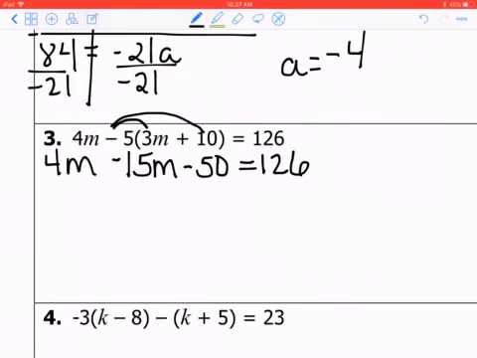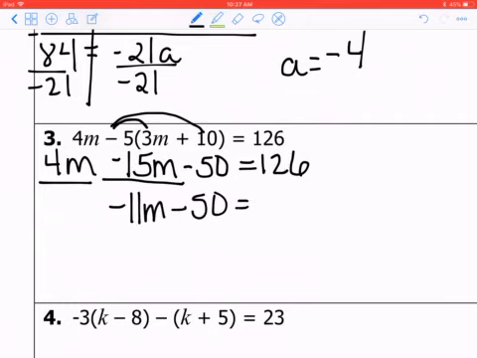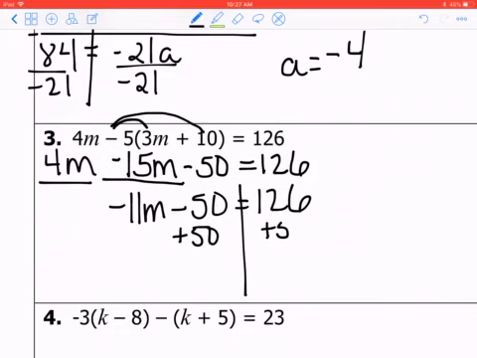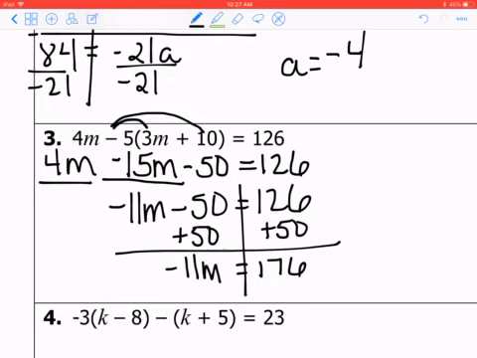Okay. Now we need to combine like terms. So I have 4m subtract 15m, which is negative 11m. And I'll bring everything else down. Okay, keep going and solve it. You would add 50, which gives you 176. Alright, last step is divide. So m equals negative 16.